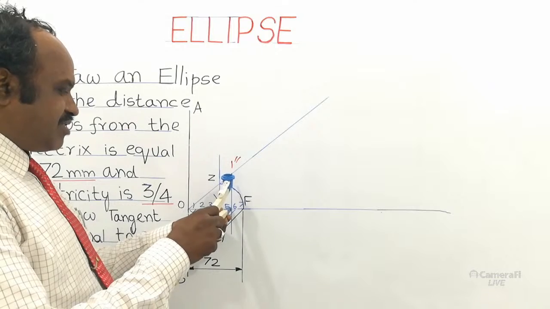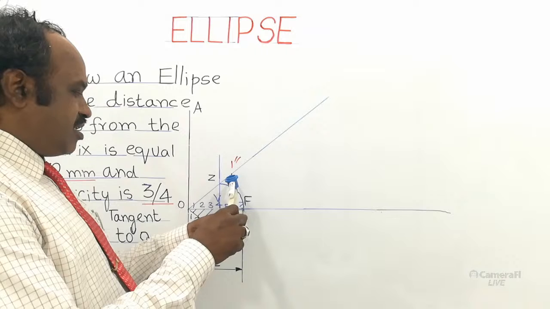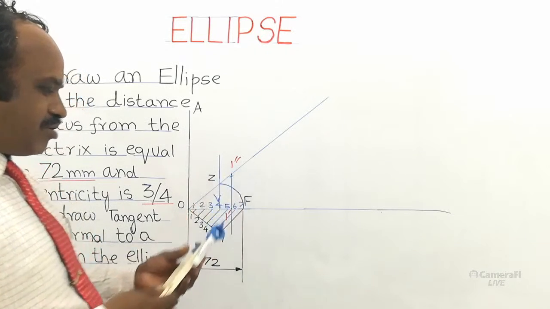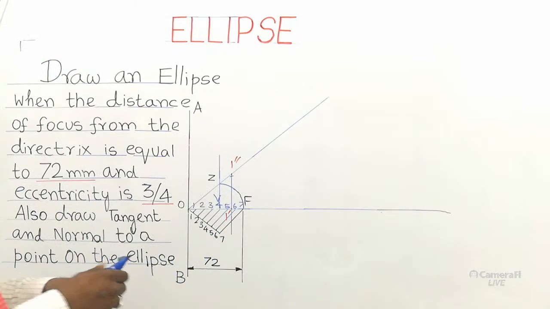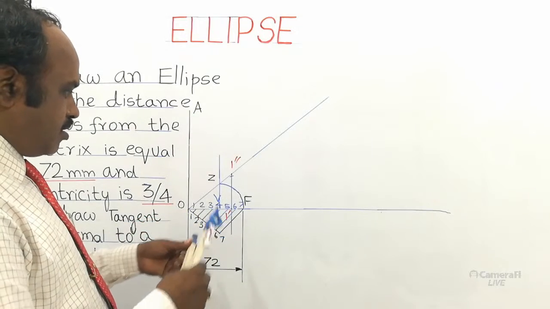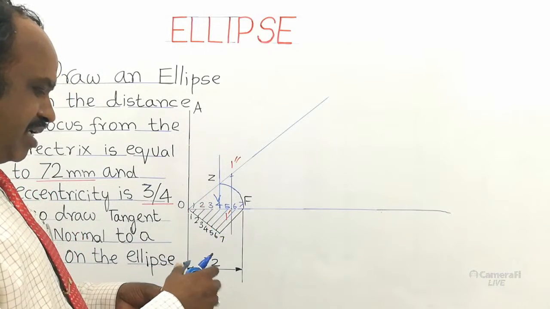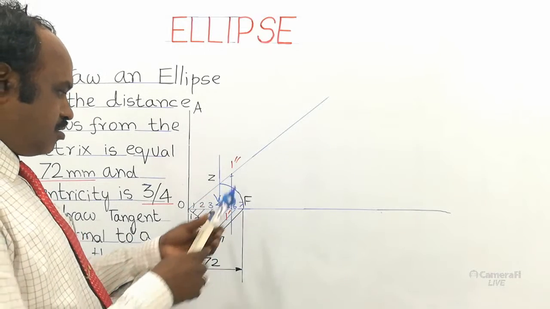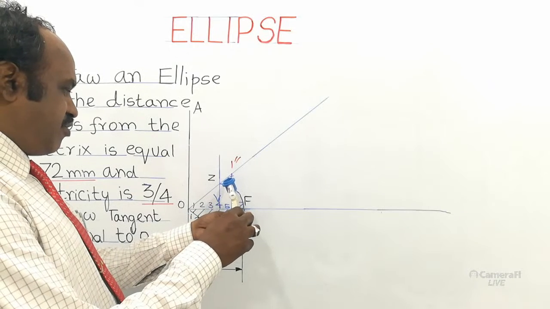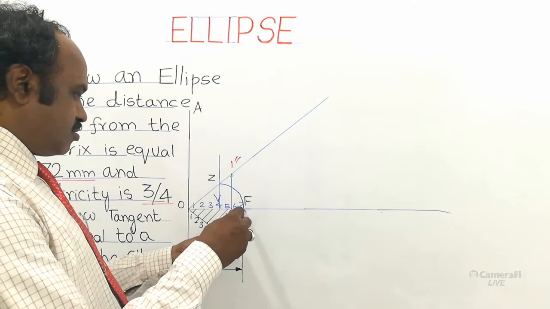Take the 1 dash 1 double dash vertical distance in the compass. Keeping F as center, focus, carry an arc on the 1 dash vertical line. The line we took is the line that must be cut, above and below the axis. So 1 dash 1 double dash distance is taken in the compass. Keeping F as center, cut an arc on the 1 dash vertical line. It cuts here, above and below the axis.